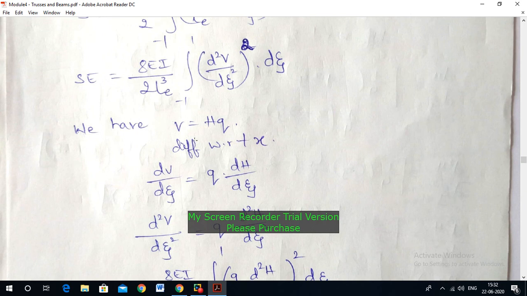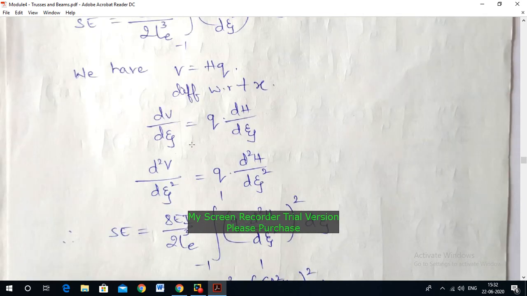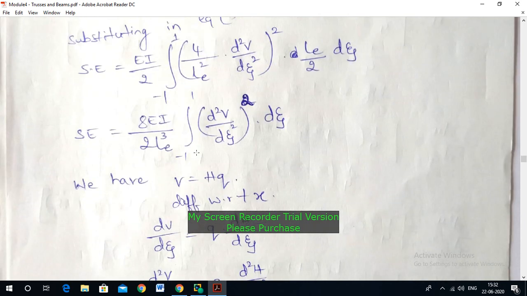Therefore we have v is equal to H q. Don't differentiate directly here, wait, because you can take the constants outside. 4 square is 16, and 16 divided by 4 means 8 EI by LE square, integration from minus 1 to 1 of d square v by d zeta square, whole square, d zeta.